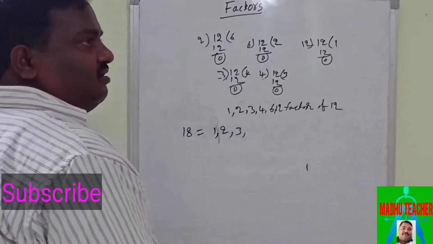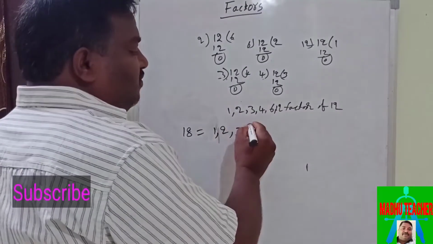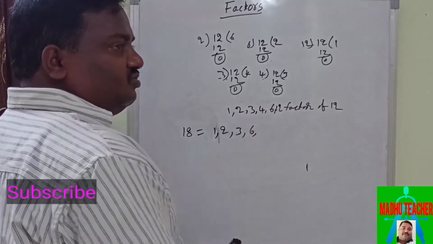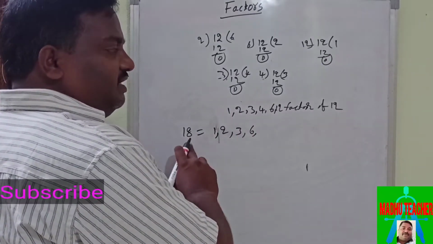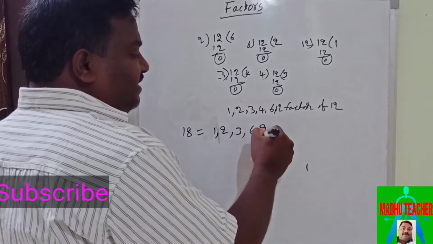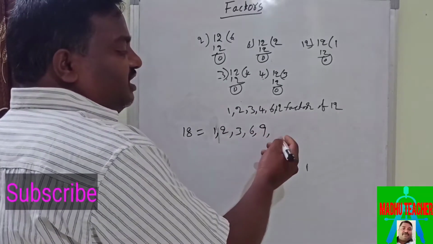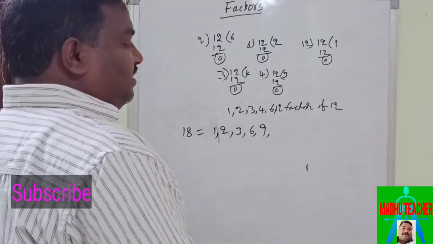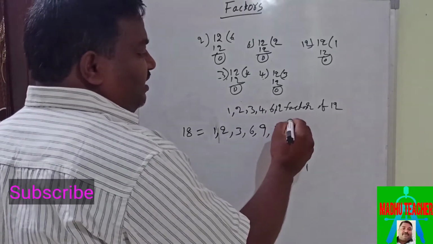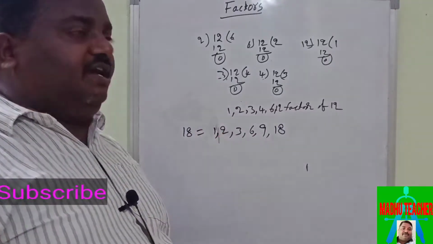4 is not a factor. 4 does not divide 18. 5 also does not divide 18. 6 threes are 18, so 6 is a factor of 18. 7, 8 are not factors. 9 divides 18 exactly, so 9 is a factor. 10, 11, 12 are not factors. 13, 14, 15 are not factors. 18 divides 18 itself. These are the factors of 18.